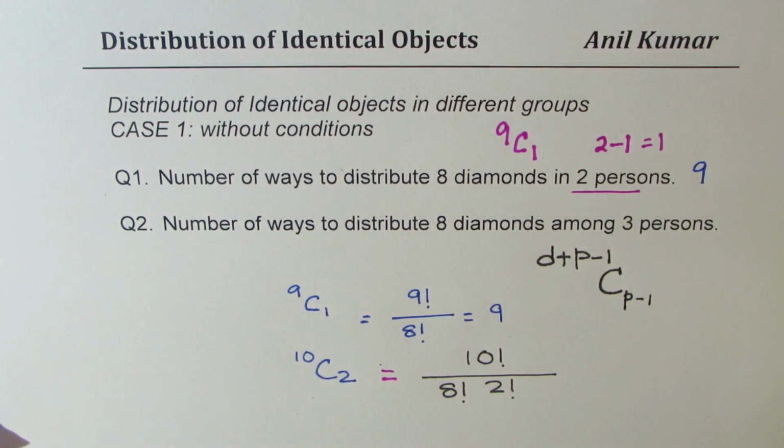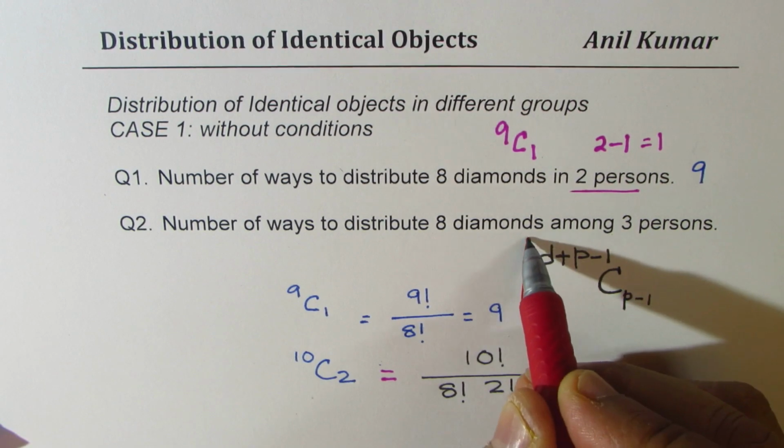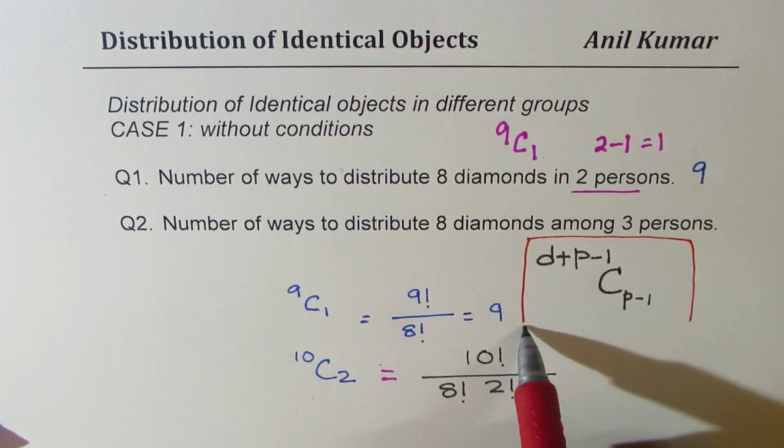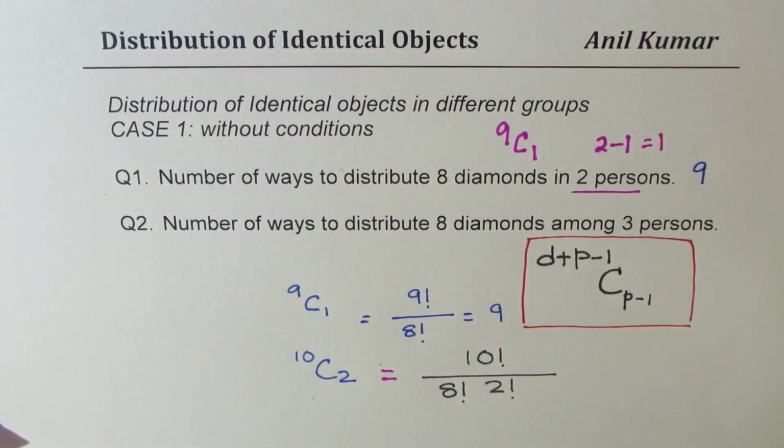So that becomes our formula for distributing identical objects when there are no conditions. That is to say, we could give even 0 diamonds to a person, or 1, or any number. Does it make sense to you? So this is a very important formula which we have derived. I'd like you to go through this part once again so that you understand this concept. From here, we are going to solve all the questions.